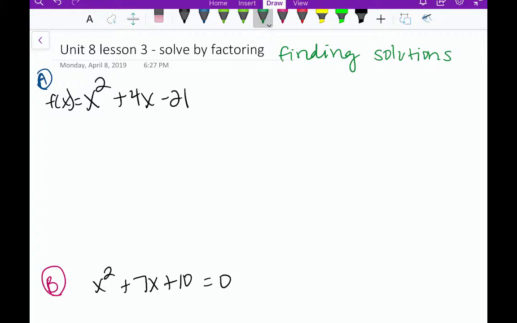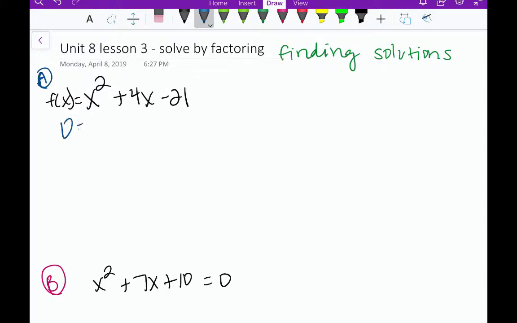So our first example is f of x equals x squared plus 4x minus 21. We're going to solve this by factoring, which means we are going to factor this quadratic. Because we're solving for the x-intercept, we want the y to be equal to 0, so I'm going to put f of x equals 0. Now I'm going to factor this quadratic, which we already learned how to do, and then I'm going to show you what to do from there.